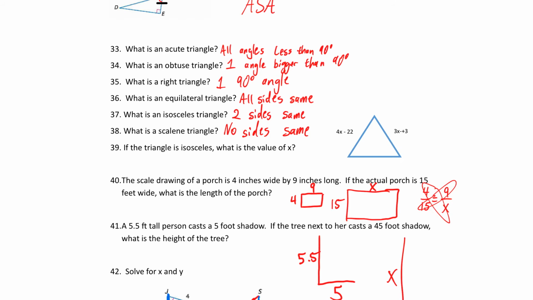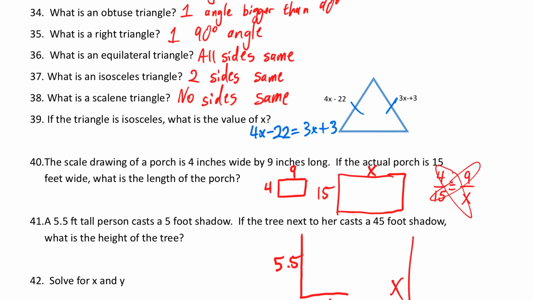All right, next one says if the triangle is isosceles, so these two sides are the same length. So 4x minus 22 equals 3x plus 3. Yeah, there's a minus and a plus. That's a typo. It should just be a plus. So, all right, if you subtract 3x, x minus 22 equals 3. Add 22 to both sides, x equals 25.